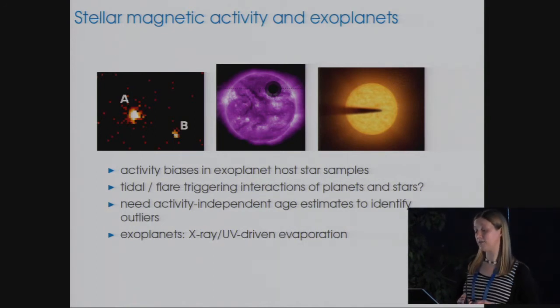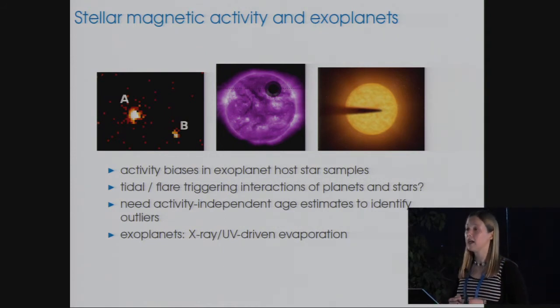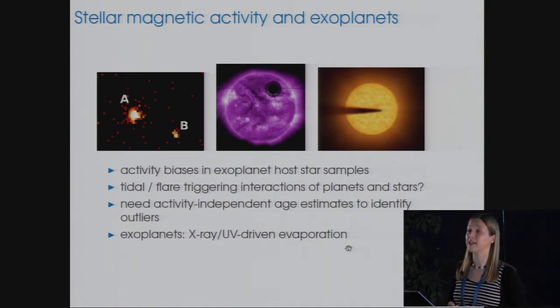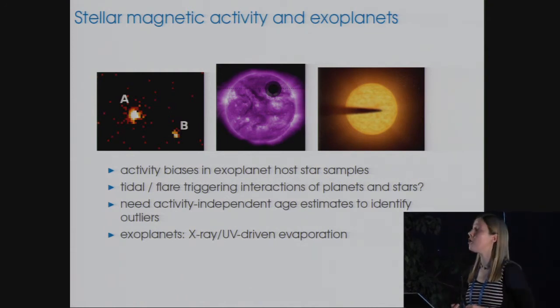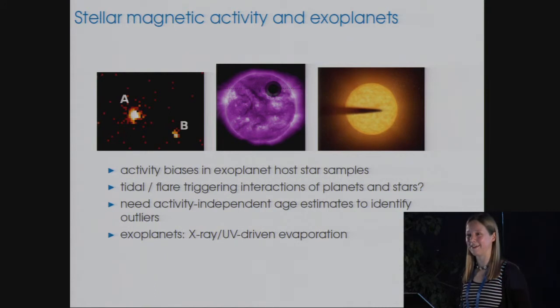We do need activity-independent age estimates, and that's why astroseismology is so exciting to us, to identify true outliers from an age-activity relationship. And finally, on the exoplanetary side, we do want to understand stellar magnetic activity and its evolution because the X-rays and UV drive the evaporation of exoplanets. And with this, I'd like to thank you for your attention and take questions.